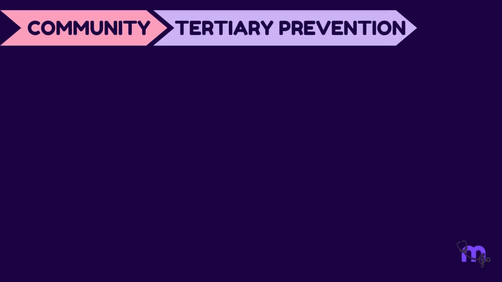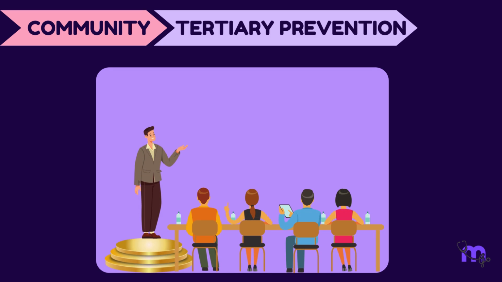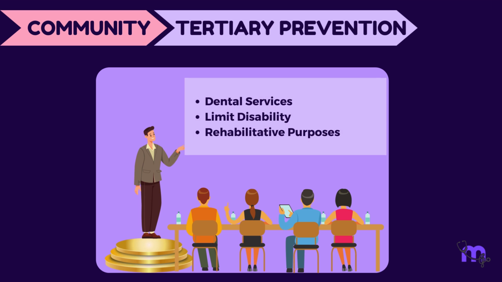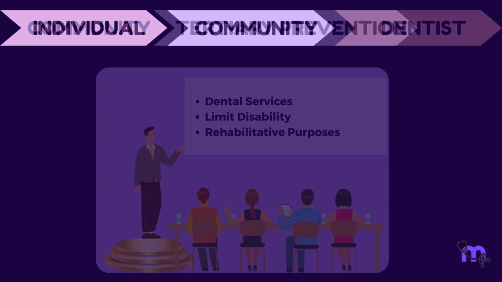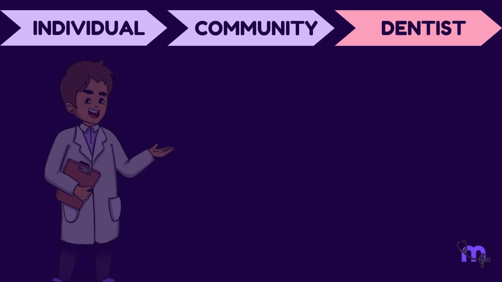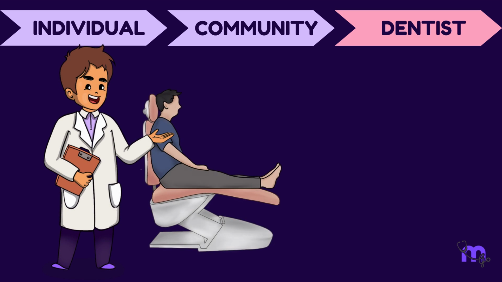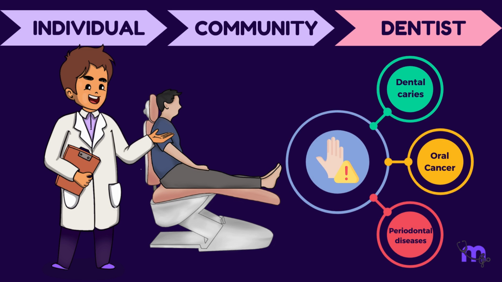Even for tertiary prevention of these conditions, community officials must make the public aware of their rights to make use of the provision of dental services to limit the disability that occurred, as well as for rehabilitative purposes. Lastly, we will now discuss how a dental professional can help with the prevention of these diseases at different levels.